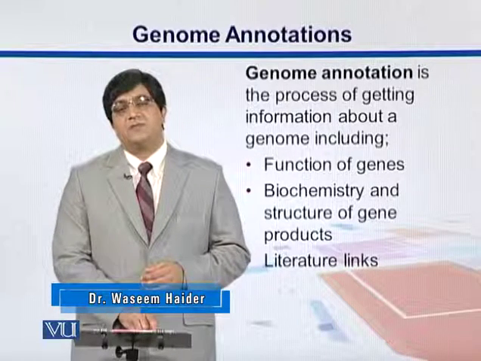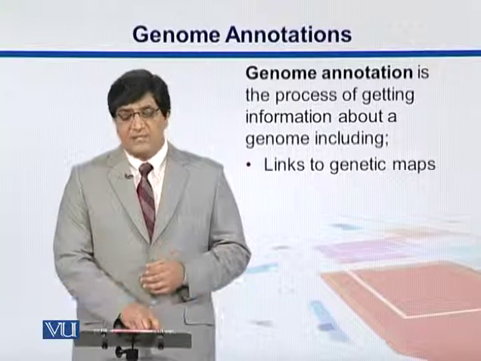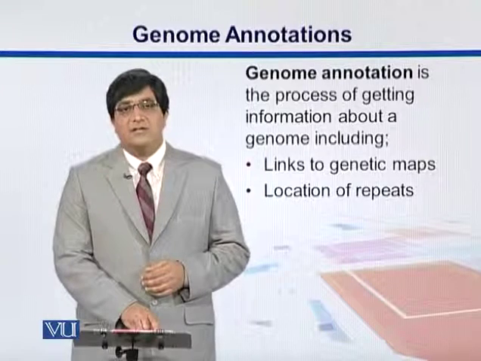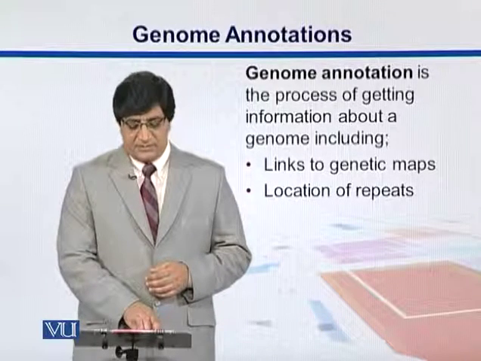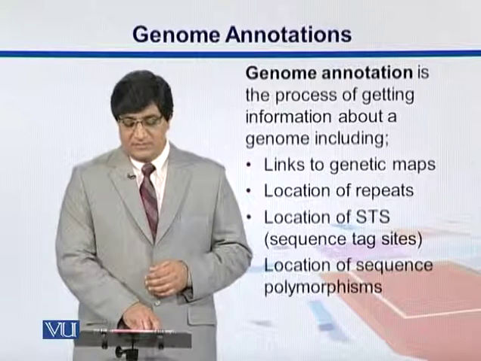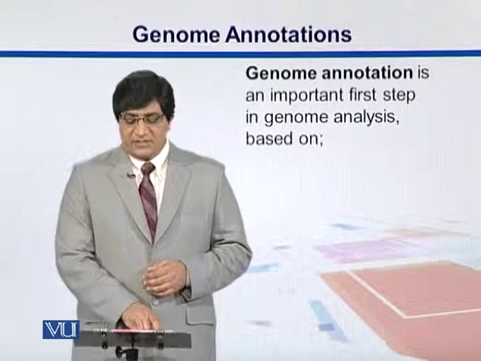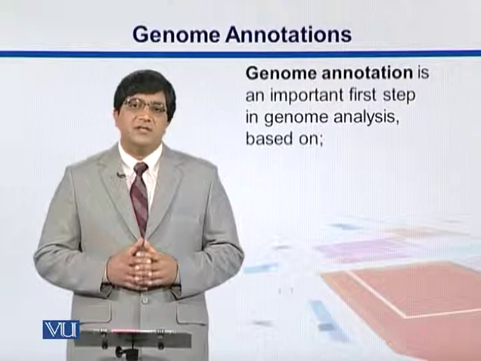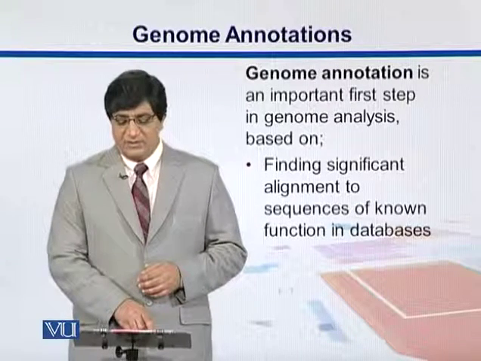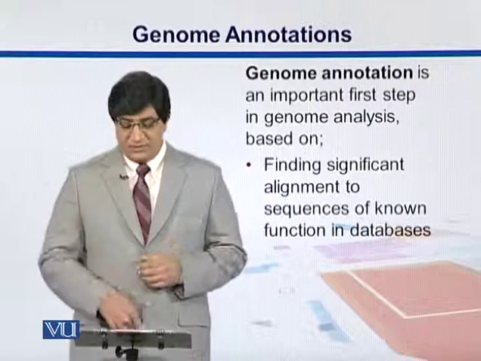We can explore some literature links. We can also explore the links to the genetic maps where they are located on the chromosomes. We can look into the location of the repeats, location of sequence tag sites, and sequence polymorphisms. Annotation is an important step, which is actually most of the time what we do here is we do comparison. So we find the significant alignments with some proteins of the known functions.